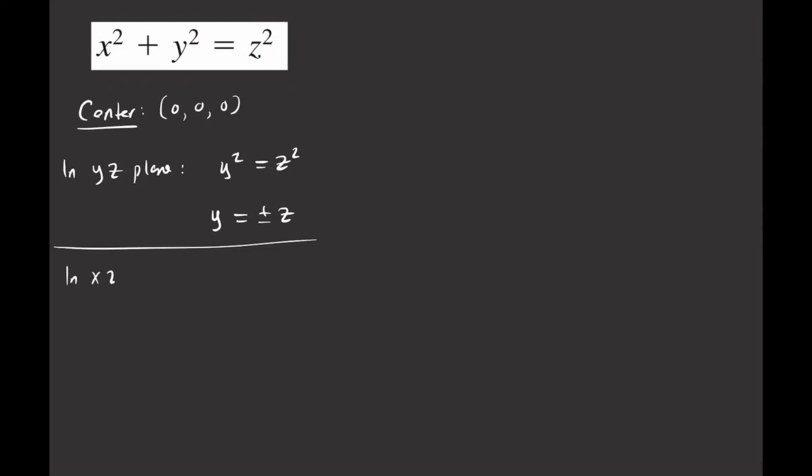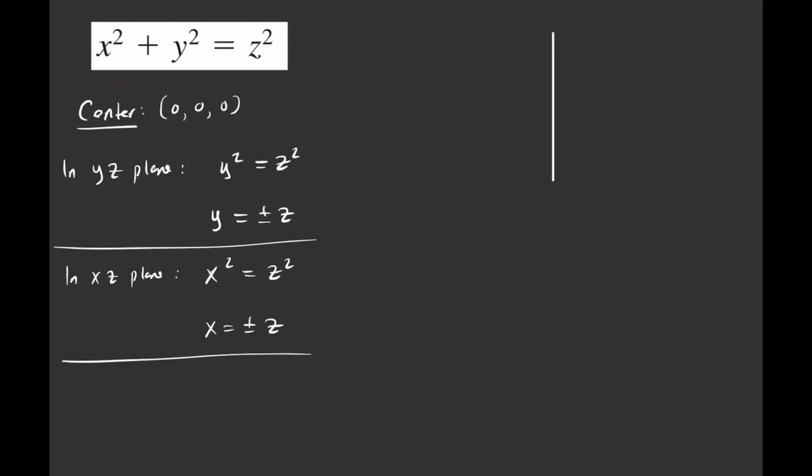So in the xz plane, y is 0, so you'll have x squared is equal to z squared. So take the square root, you'll have x is equal to plus and minus z, or z is equal to plus and minus x. Again, lines of positive and negative slope 1. And in the xy plane, we're going to have circles of different radius. So hopefully you can see that.